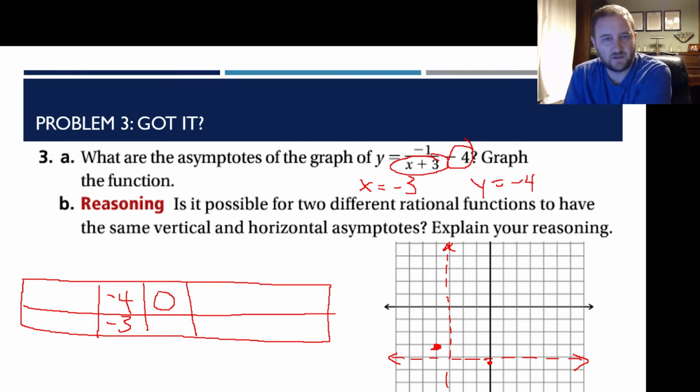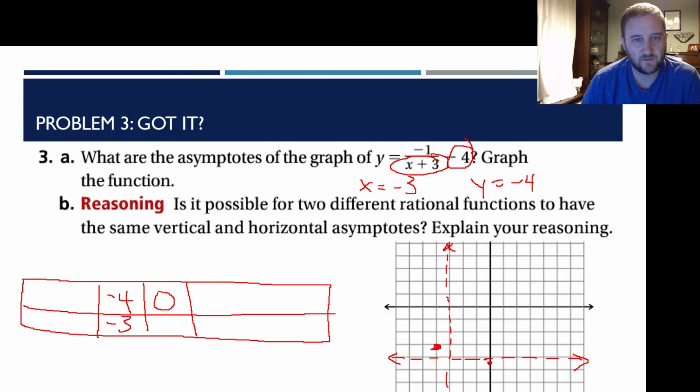Let's say we do negative 5. Why not? Negative 5 plus 3 is negative 2. 1 divided by negative 2 is negative 1/2. And then negative 1/2 minus 4 is negative 4.5. So negative 5 is right here, and the negative 4.5 is right here. So you can kind of see already, you're going to get this shape looking like this.